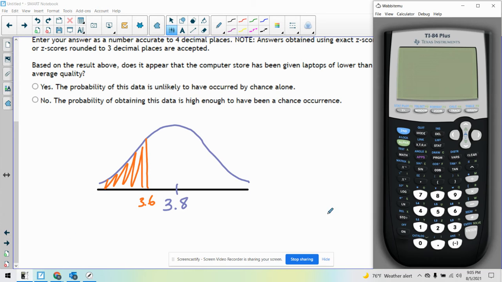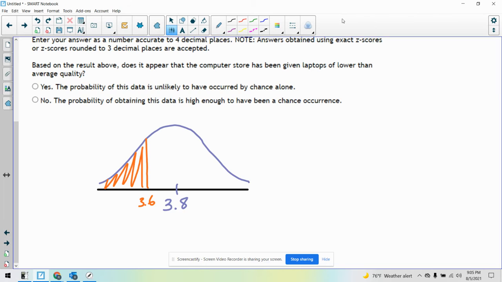Okay, so we're going to go to the calculator, just like we did before. Distributions, normal CDF. My lower bound's a real negative number because this never ends. So I'm just going to put in a really big negative number. Doesn't matter what you put in, just a big negative number. Upper is going to be 3.6. Mean is going to be 3.8.